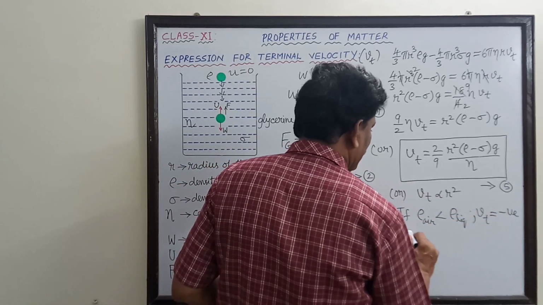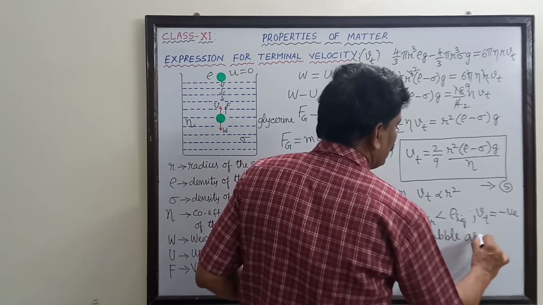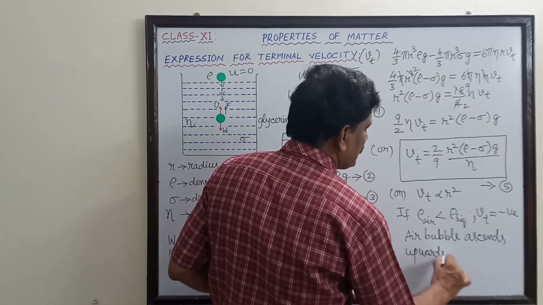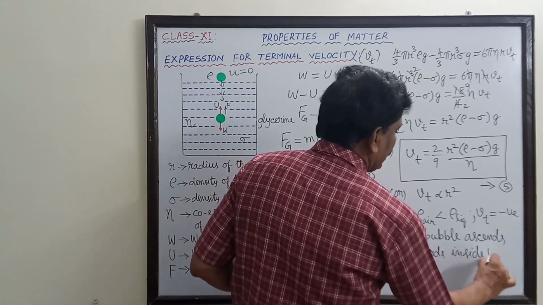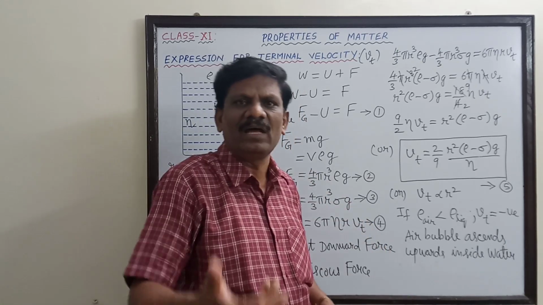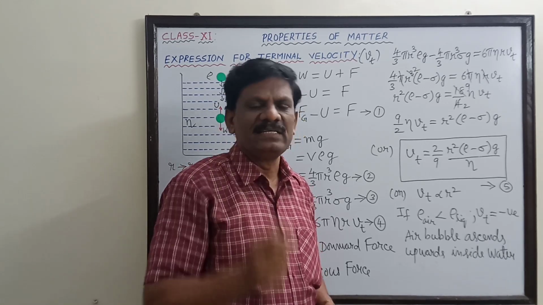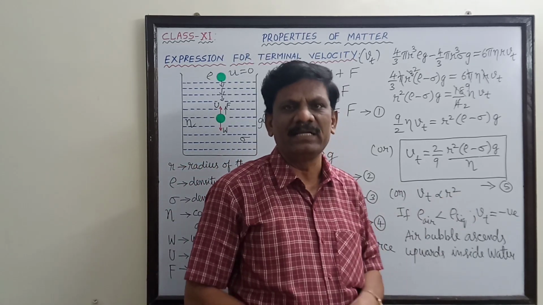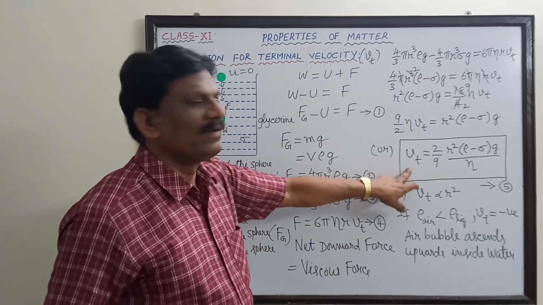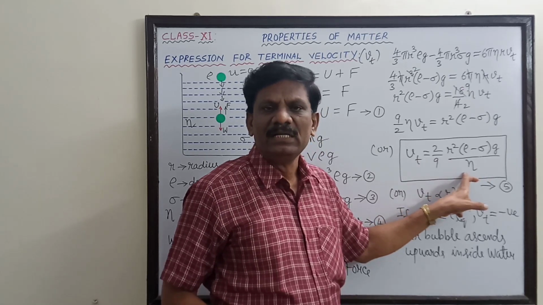So for example, an air bubble will always ascend upwards inside water. We have seen many times when you put a vessel inside a bucket of water, air bubbles will always rise in the upward direction. So air bubbles are spherical in shape, and air has a density which is less than that of water, and hence it is rising in the upward direction. Okay. So the expression for terminal velocity is what? Vt is equal to 2 by 9 r square into rho minus sigma g divided by eta.